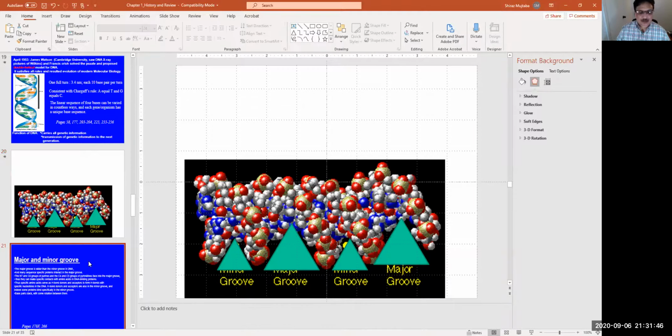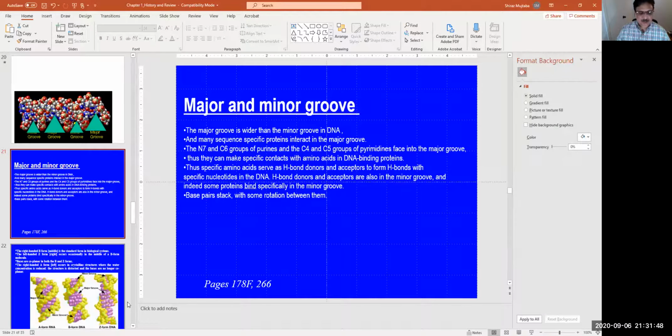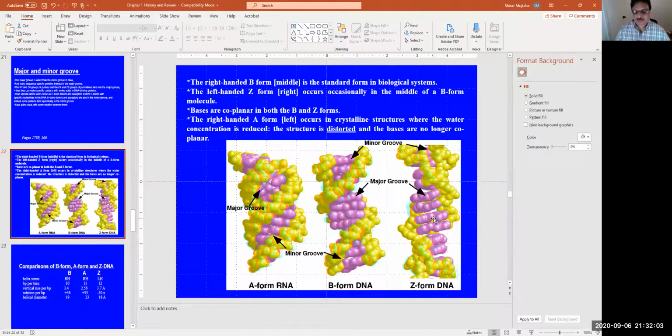Okay, and in this slide there are some details about the major groove and the minor groove that you can study in your textbook. This is another figure which perhaps might be more clear. The major groove is deep, whereas the minor groove is not that deep.